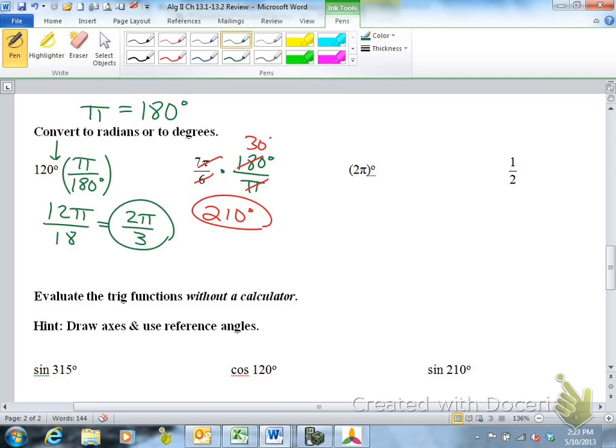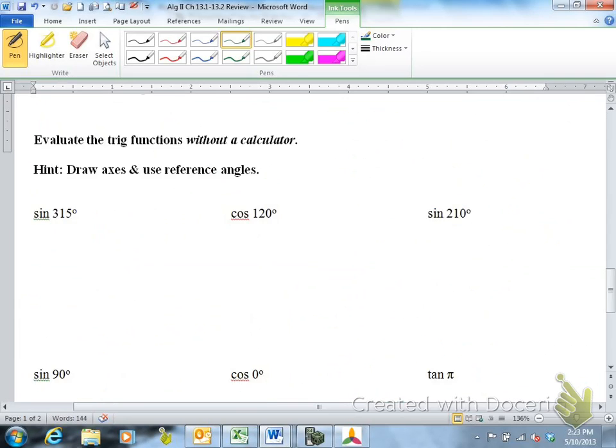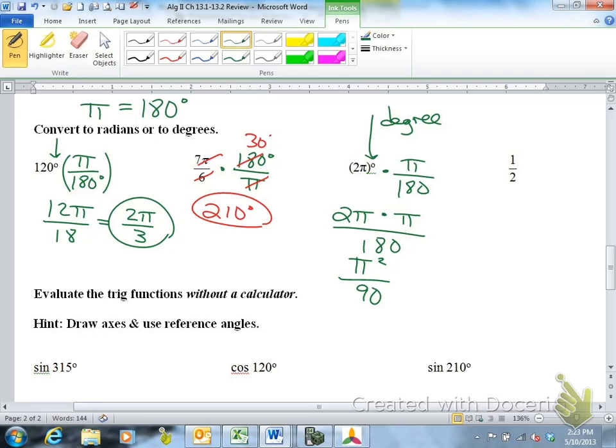The next one, be careful. This is a degree mark, not a zero. Oops. This is a degree mark. So you're going to multiply by pi over 180. The degrees will cancel, and you'll have 2 pi times pi over 180, which the 2 and the 180 divide, and the 2 pi's give you pi squared. So you have pi squared over 90. And that's in radians, so no degree mark with that.